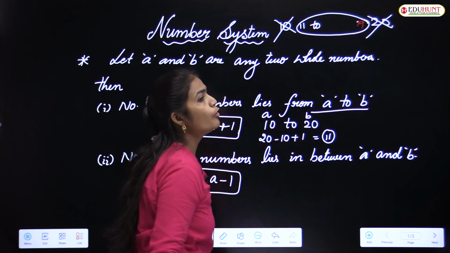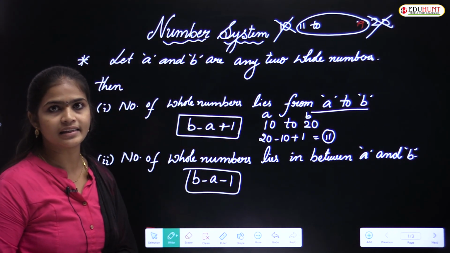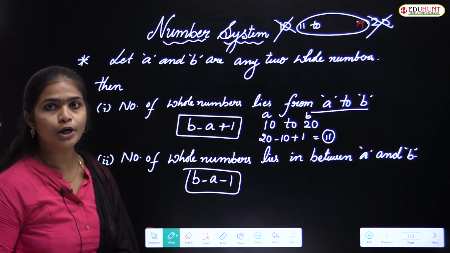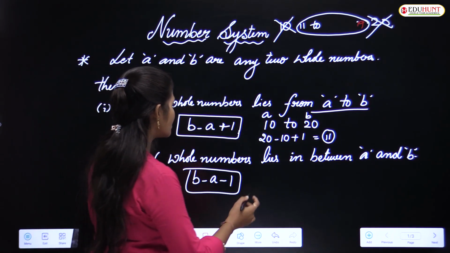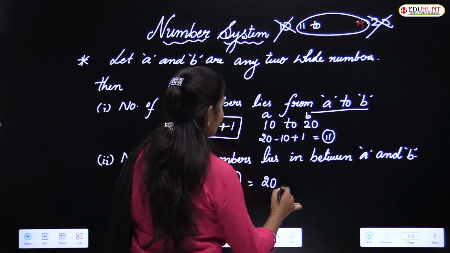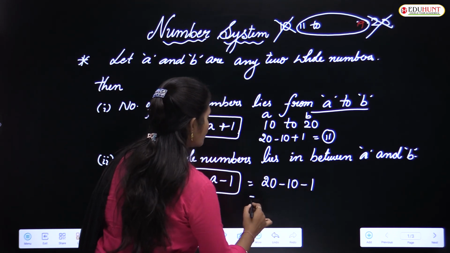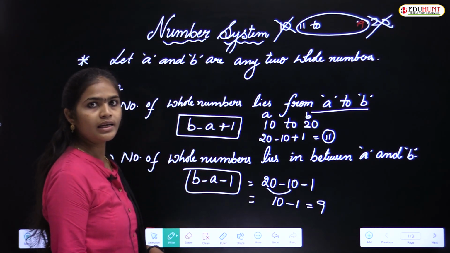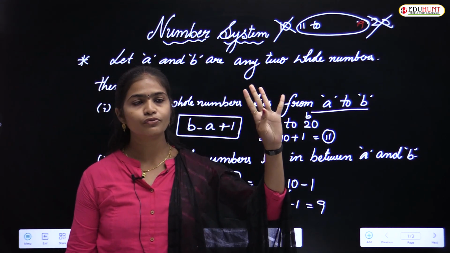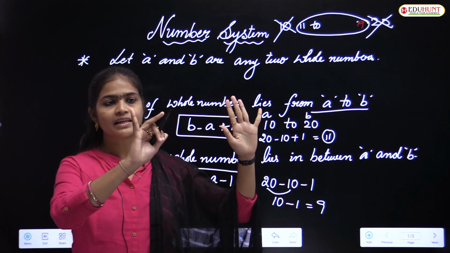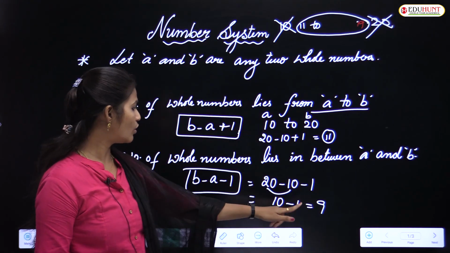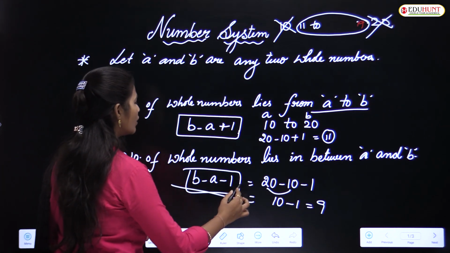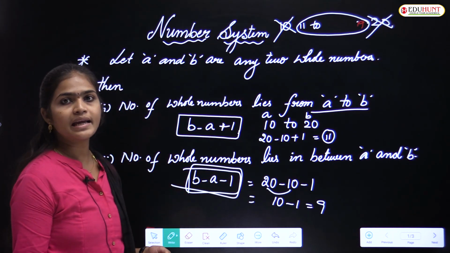After 10 comes 11, and before 20 comes 19. From 11 to 19, how many numbers are there? We have to calculate that. They are asking in between, no? That's why 11 to 19. Just see that. That is 20 minus 10 minus 1. So 20 minus 10 is 10. 10 minus 1 is 9. Once see that: 11, 12, 13, 14, 15, 16, 17, 18, 19. So here we got 9 only. That's why the formula we used here is B minus A minus 1.